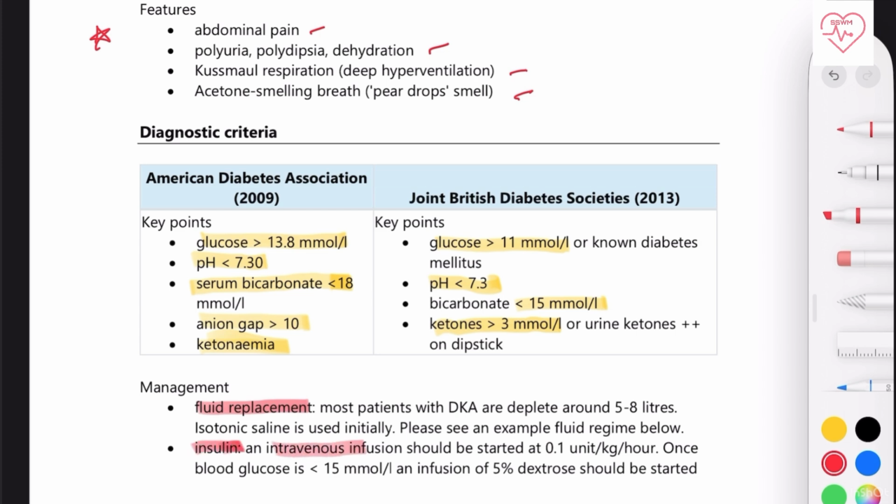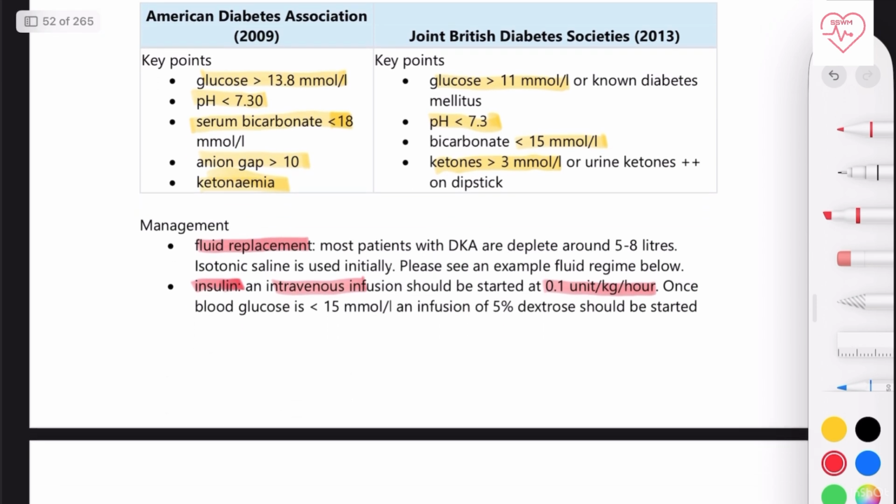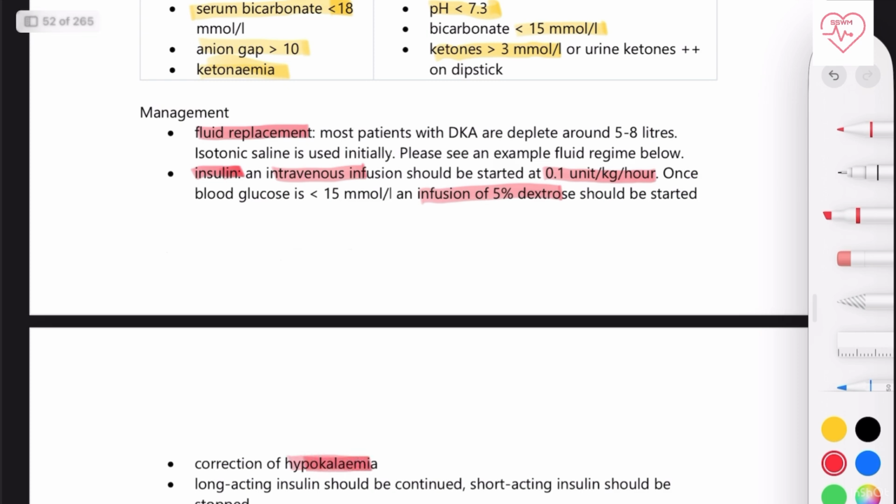Next, insulin. An intravenous infusion should be started at 0.1 unit per kg per hour, and once blood glucose is less than 15 millimole per liter, an infusion of 5% dextrose should be started. Correction of hypokalemia, long-acting insulin should be continued, short-acting insulin should be stopped. Now let me tell you, insulin should be given as an intravenous infusion started at 0.1 unit per kg per hour, and once blood glucose comes to less than 15 millimole per liter, then you have to infuse 5% dextrose. Hypokalemia correction should be done, long-acting insulin should be continued, and short-acting insulin should be stopped.